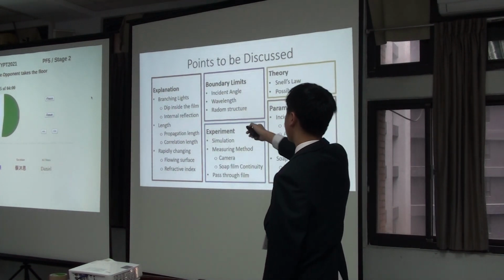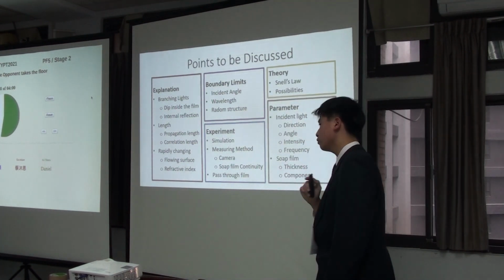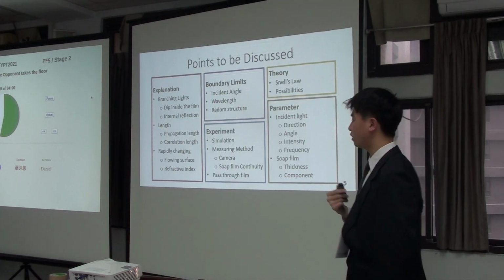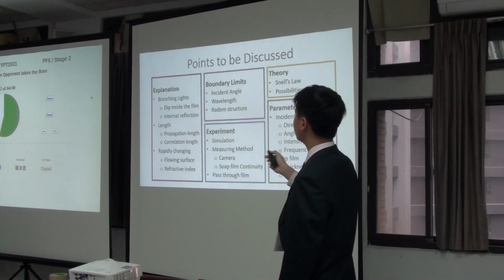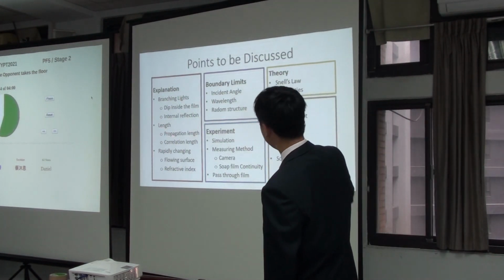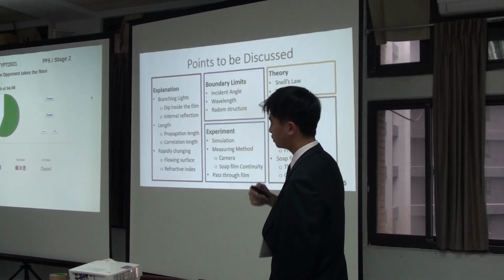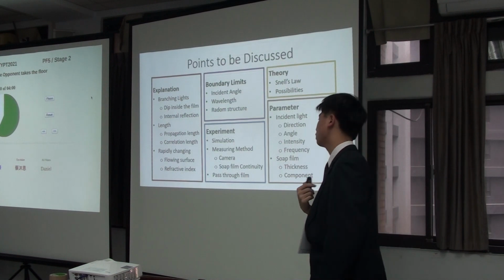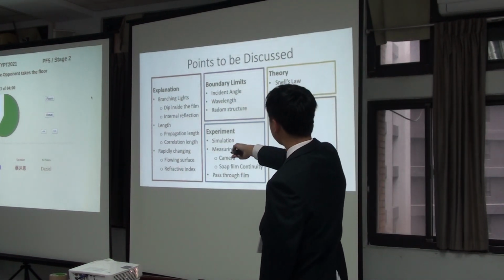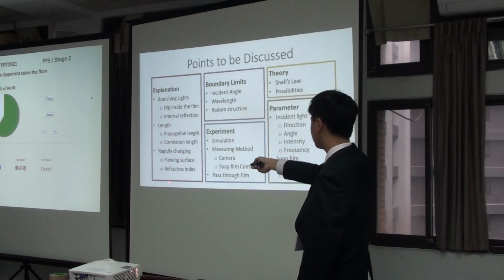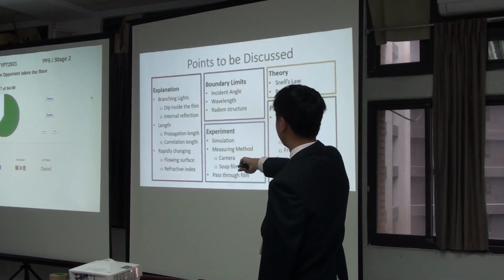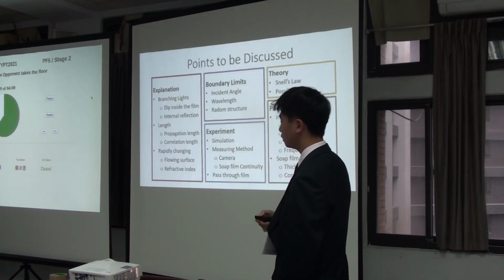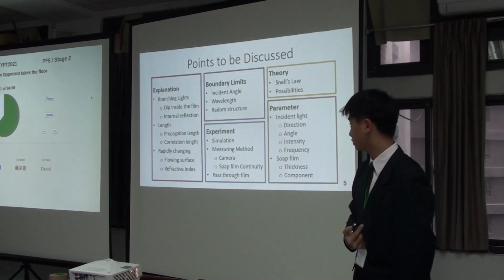And for the internal reflection, the opponent wants to ask how the reporter made sure the light entered the soap film. And also, the lens, which is the propagation lens and the correlation lens mentioned in the reporter's report, the opponent would like to ask for further definition. And also, the rapidly changing film, which is affected by the flowing surface and the refractive index change, the opponent would also like to discuss further.